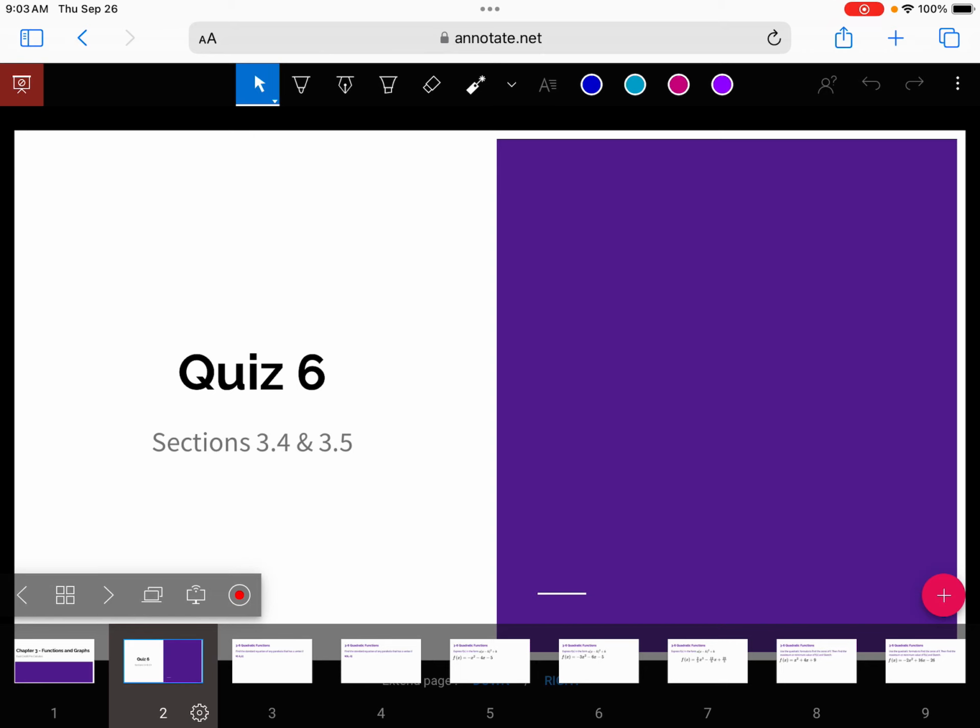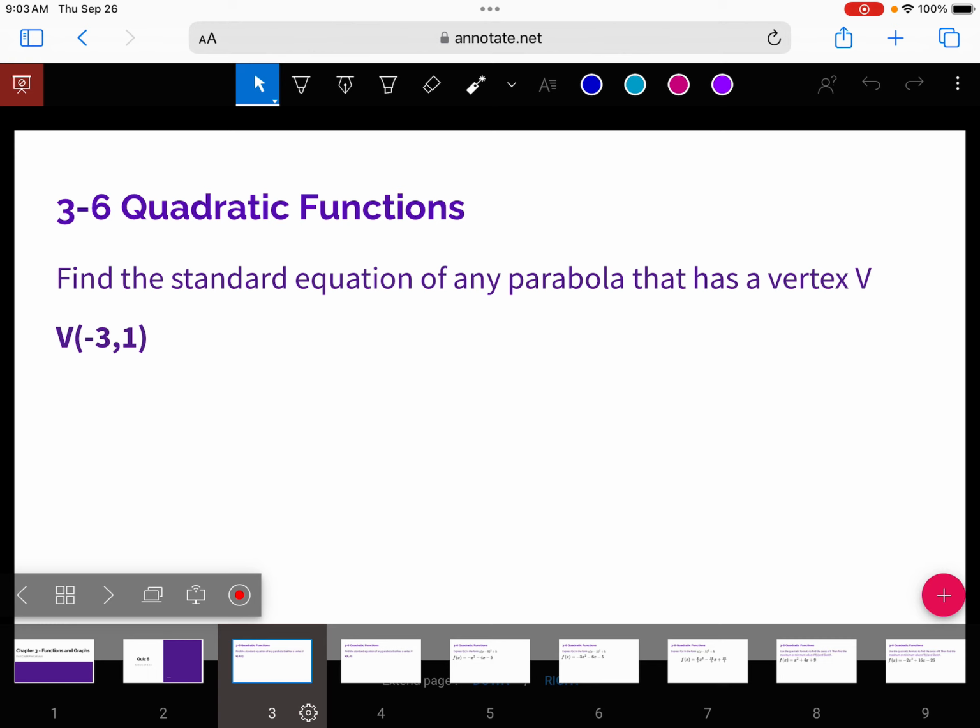Start section 3.6. We only got 2 more sections left in this chapter. Whew. We're going to focus on quadratics. So we've worked with quadratics a bunch. X squares, parabolas, our besties. We've had lots of them.